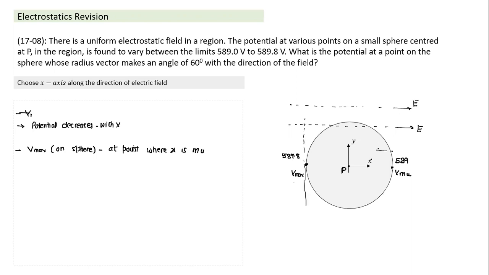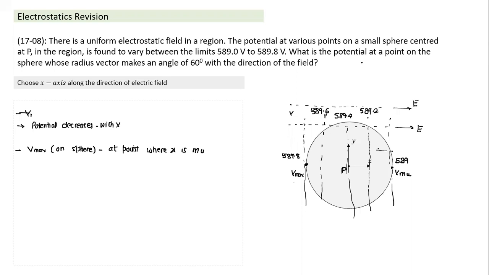This is 589.8, and this is 589. If I draw one more surface here, it will be in the middle of the two, so this equipotential surface will be equal to 589.4. If I'm interested, I have plenty of time, I can draw two more in between. This will be equal to 589.6, and in between, this distance will be r by 2. This will be equal to 589.2. Now, this is how the equipotential surfaces are.